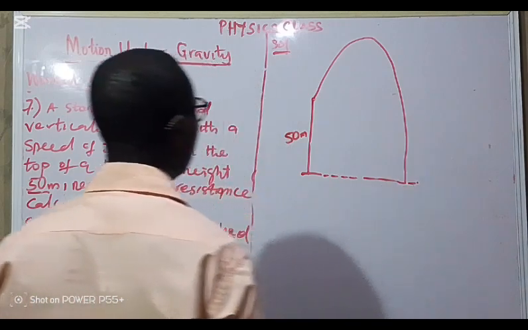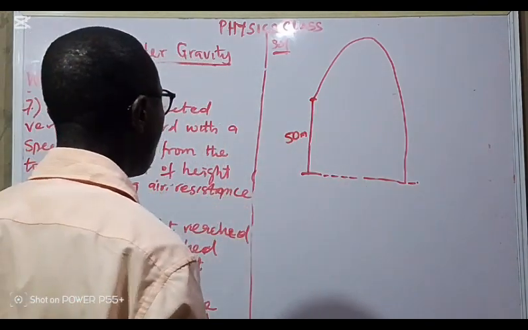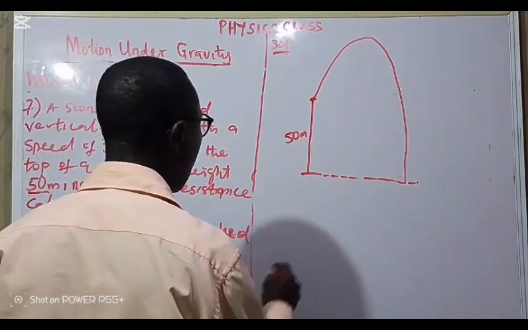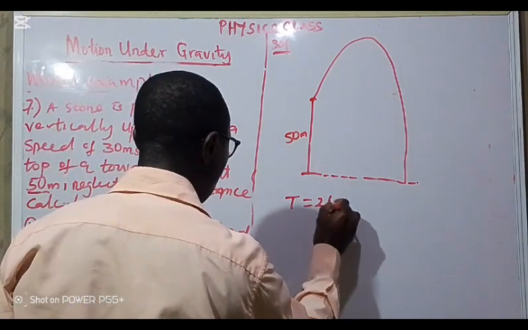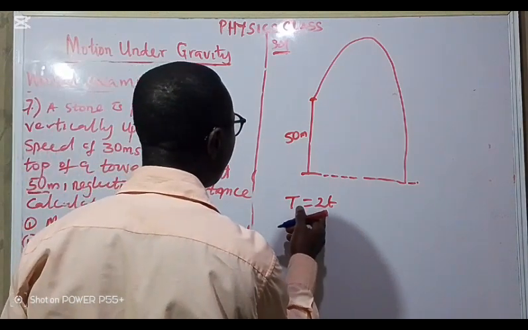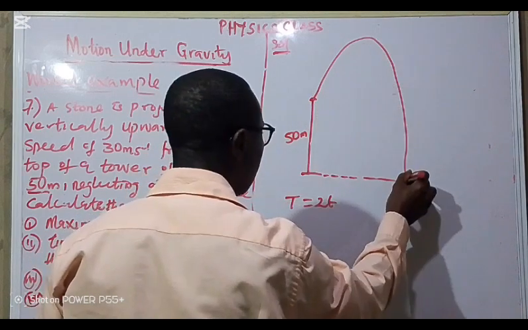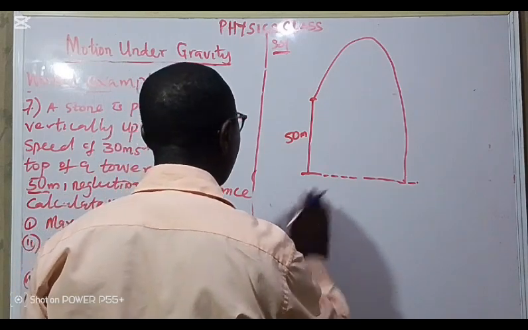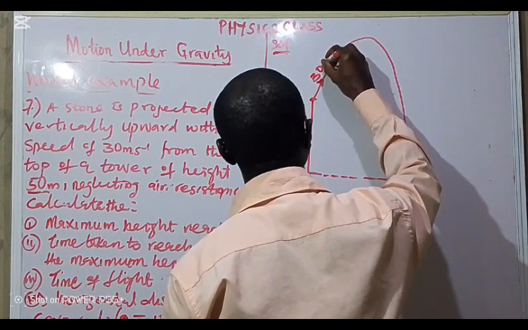Now, as I said, this question is different from the ones we have been solving, in the sense that here we have to calculate the time of flight. T is equal to 2t, that's what we have been doing. But here, T cannot be equal to 2t, because the motion starts from the top of the tower and ends on the horizontal ground. So it cannot be 2t. You will see the way we are going to do it. The initial speed is 30 meters per second.